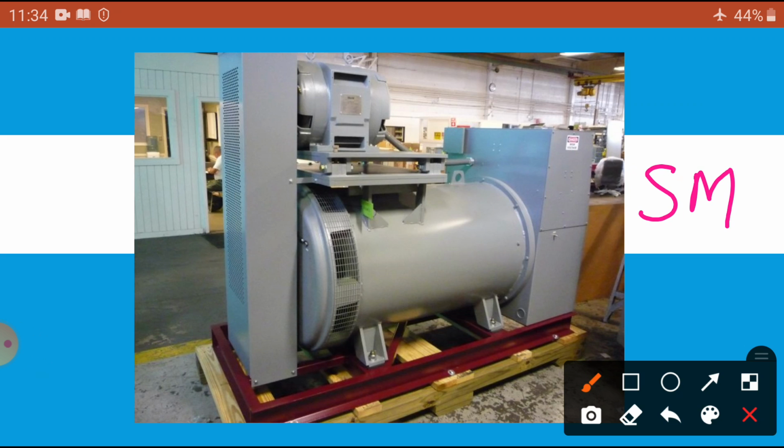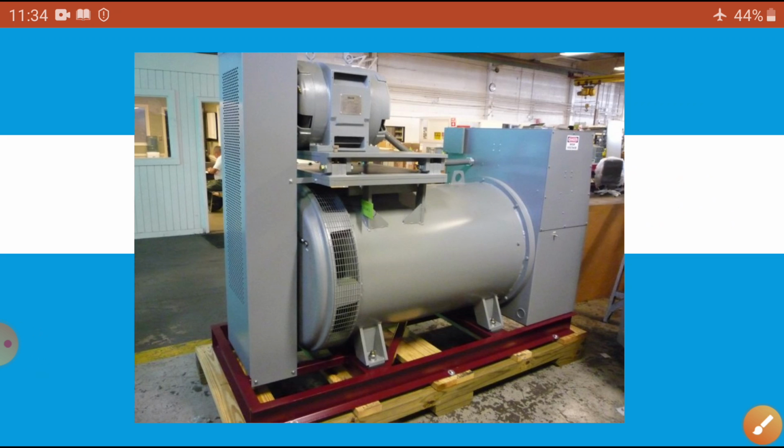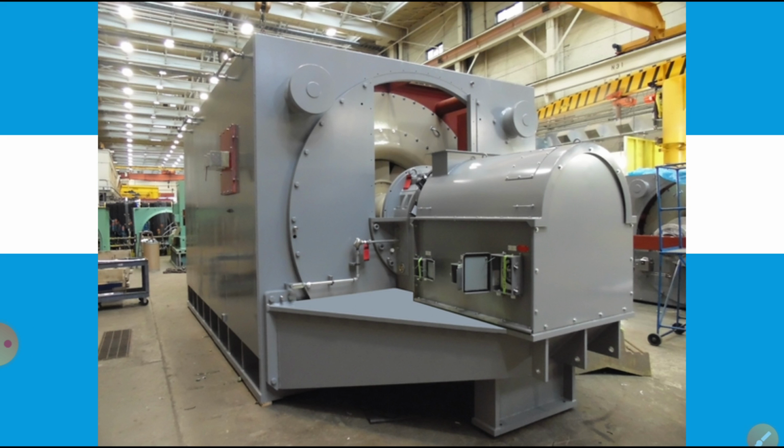We can see this is one of the synchronous motors generally used in our industries. Now, let us see its salient points from its basic principles to applications point of view.